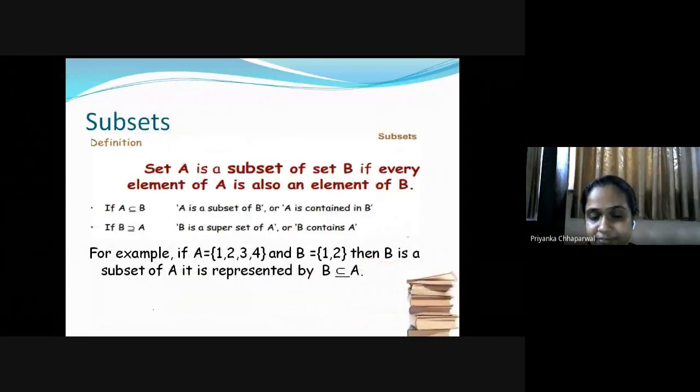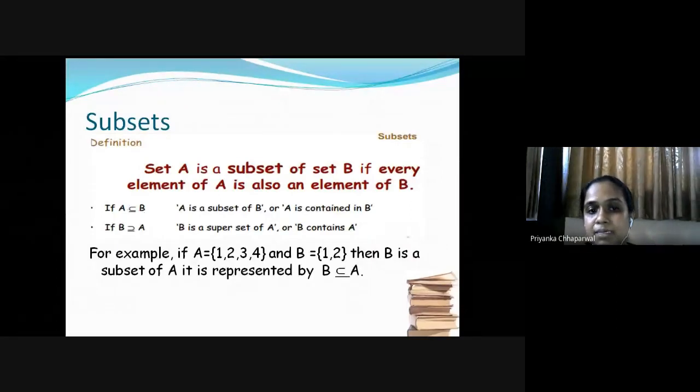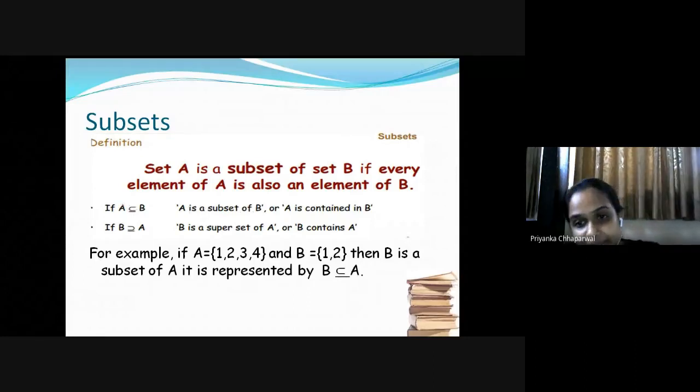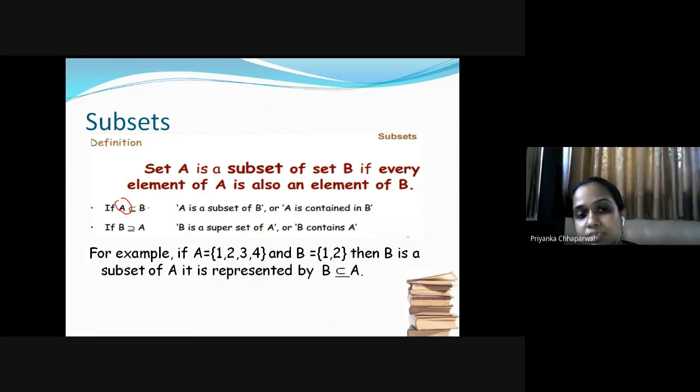And what is a subset? Subset is very important, so listen very carefully. Set A is a subset of set B if every element of set A is also an element of set B. A is a subset of B means A is contained in B. Means whatever element is in set A, it will also belong to set B; it is completely there in set B. So whatever element is in set A is also in set B, then we say that A is a subset of set B.